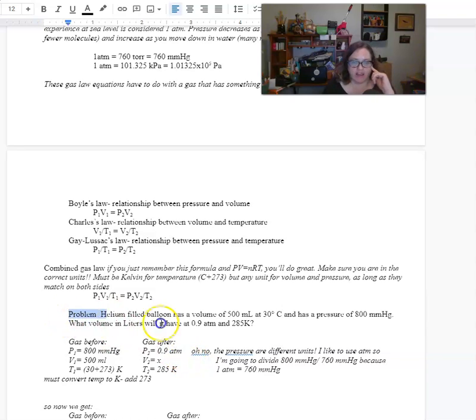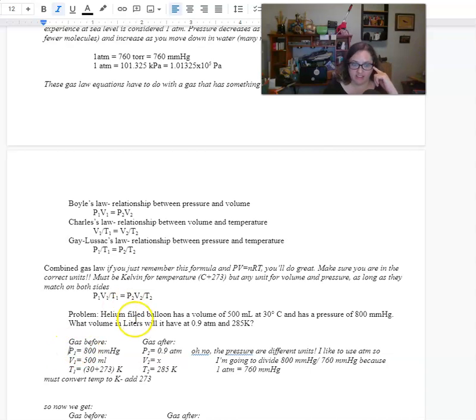So the idea is if you have this problem: a helium balloon is filled to a volume of 500 milliliters at 30 degrees Celsius and has a pressure of 800 millimeters of mercury. What volume in liters will it have at 0.9 atmospheres and 285 Kelvin? So immediately I'm like, this is a before and after problem because they have more than one pressure, volume, or temperature. So it's a before and an after problem, okay?